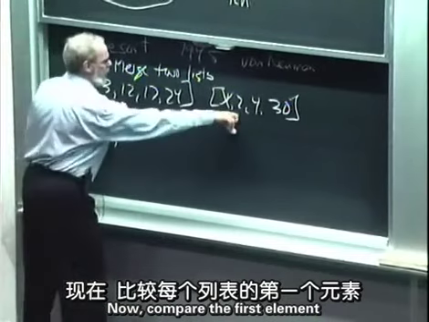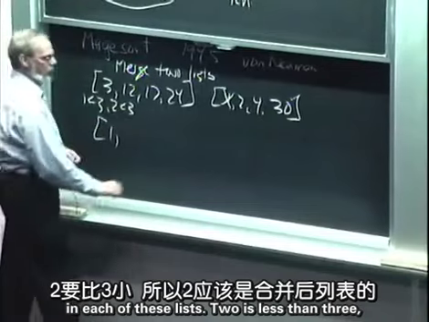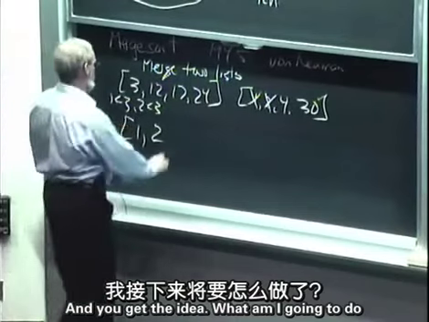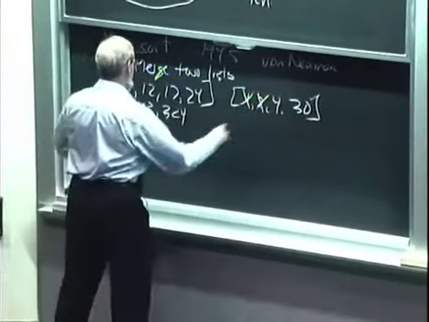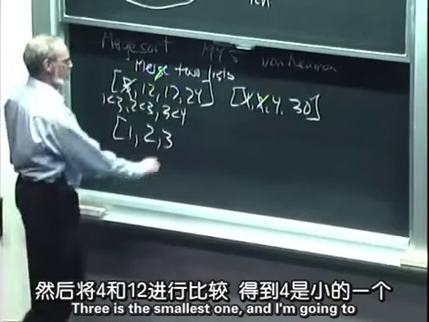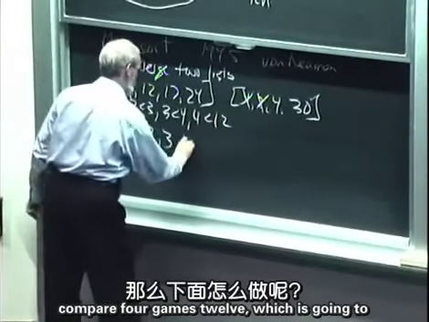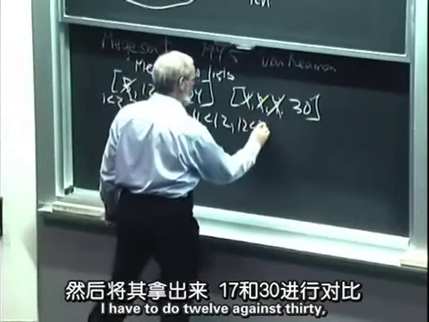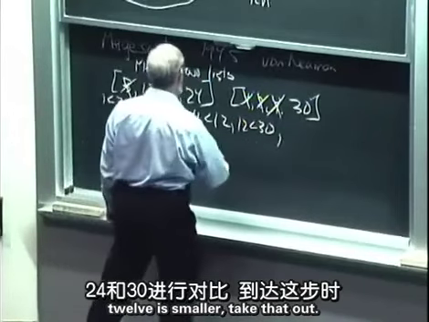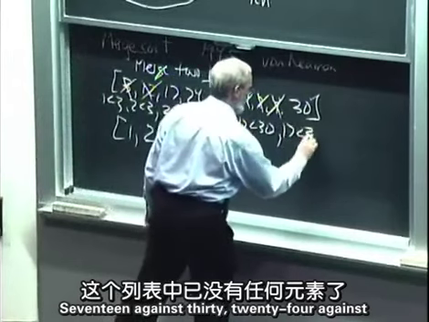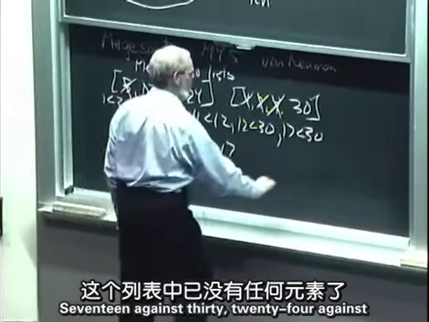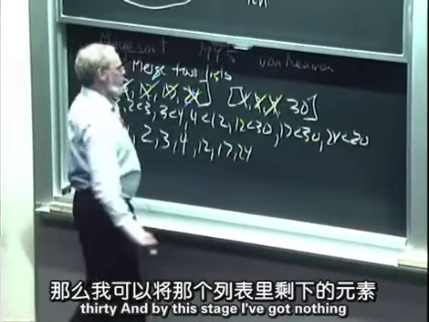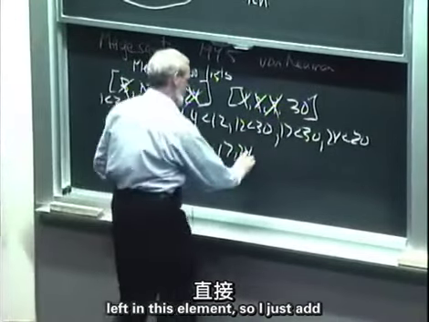Now, compare the first element in each of these lists. 2 is less than 3. So 2 ought to be the next element of the list. And you get the idea. What do I do next? I'm going to compare 3 against 4. 3 is the smallest one. Then I'm going to compare 4 against 12, which is going to give me 4. And then what do I have to do? 12 against 30. 12 is smaller. Take that out. 17 against 30. 24 against 30. And by this stage, I've got nothing left in this one, so I just add the rest of that list in.